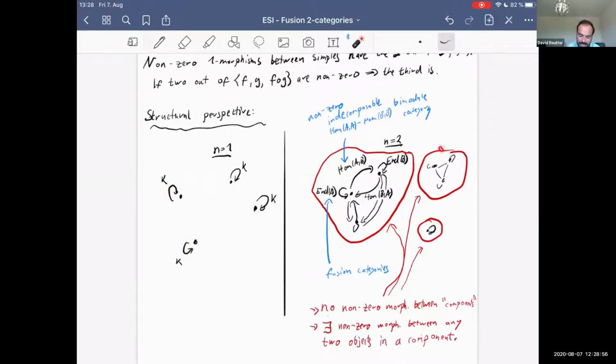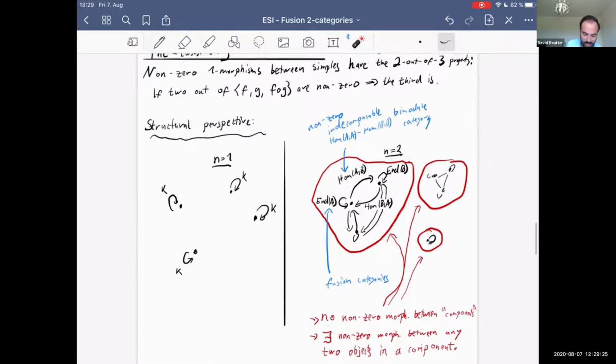What I'm seeing here now is, okay, let's arrange what we're seeing. I draw a point for every simple object. Now I can ask, if I have 2 simple objects like this and this, is there a non-zero 1 morphism between them or not? Sometimes there is one like here, and sometimes there's none like here. And in fact, this gives me a certain equivalence relation, or coarse graining, if you want, on these simple objects, according to whether they're in the same component, that is, whether they have non-zero morphisms between them or not.